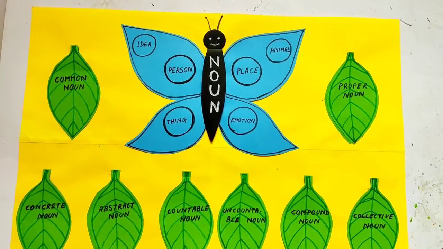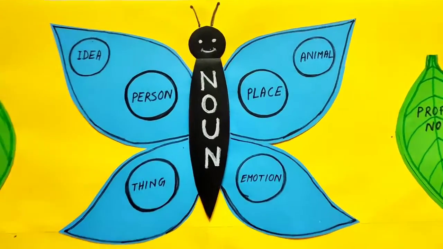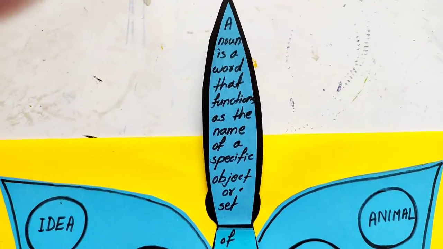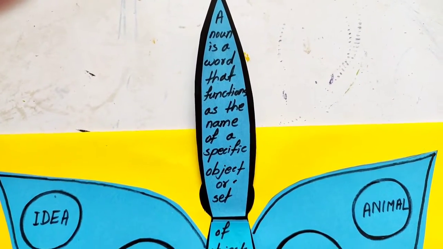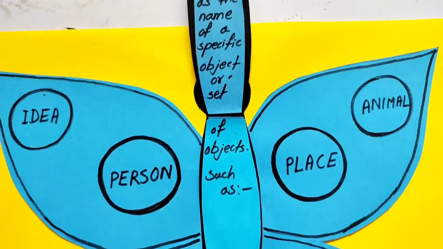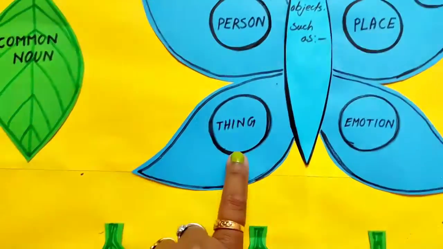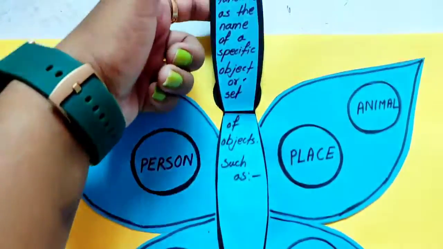Now our noun project is ready to explain. First let us understand what is noun. A noun is a word that functions as the name of a specific object or set of objects such as person, place, idea, animal, thing, emotion, etc.